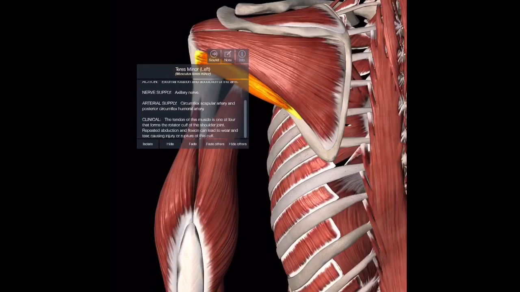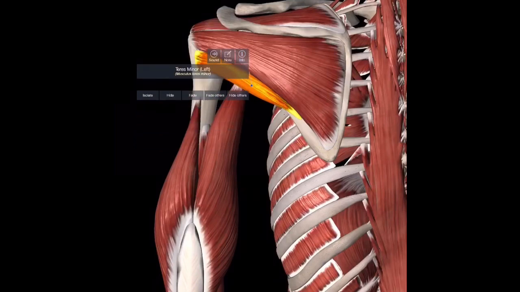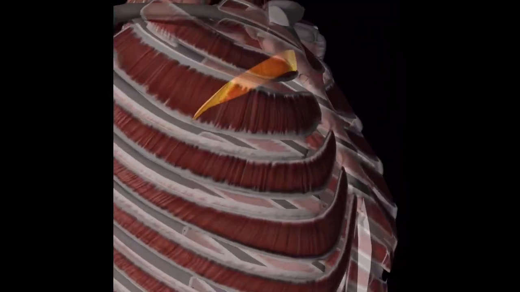Please take note that we will not be mentioning the clinical notes of the teres minor or the subscapularis, as it's exactly the same as that of the supraspinatus and the infraspinatus, this being due to the fact that the SITS muscles form part of the rotator cuff complex.